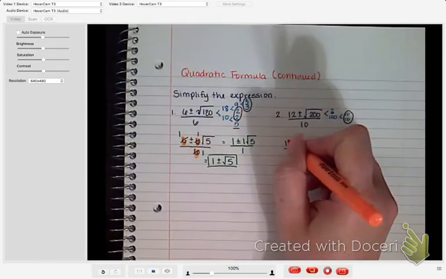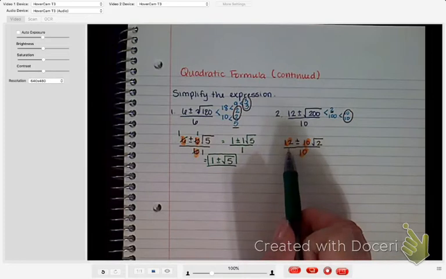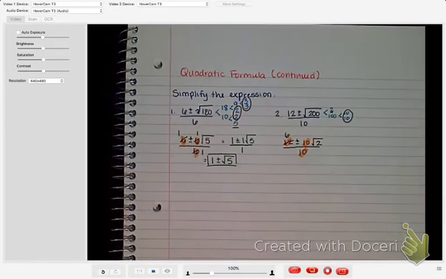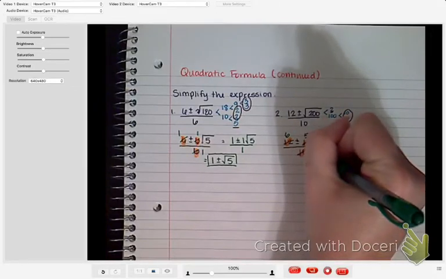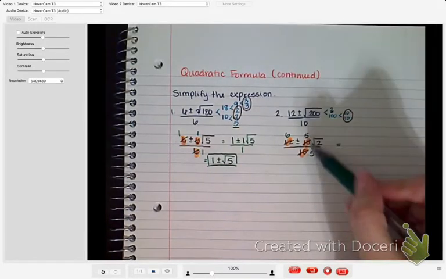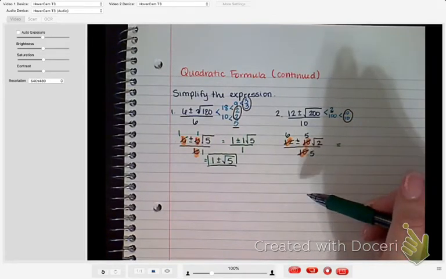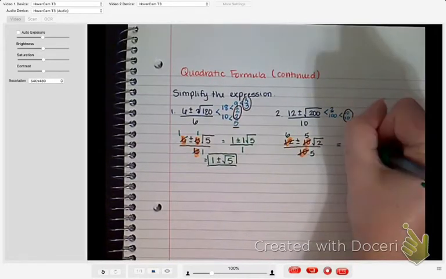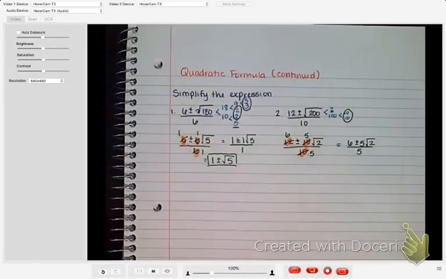And again, you're looking at the 3 outside numbers to see if anything goes into all 3 of them. So 12, 10, and 10. The number that goes into all of them is 2. That's what I can simplify by. So 2 goes into 12 6 times. 2 goes into 10 5 times. 2 goes into 10 5 times. Okay. There's nothing else I can simplify. You cannot simplify here because that 5 doesn't go into the 6. Okay, you have to look at all 3 outside numbers. So final answer is going to be 6 plus or minus 5 square root of 2 all over 5.